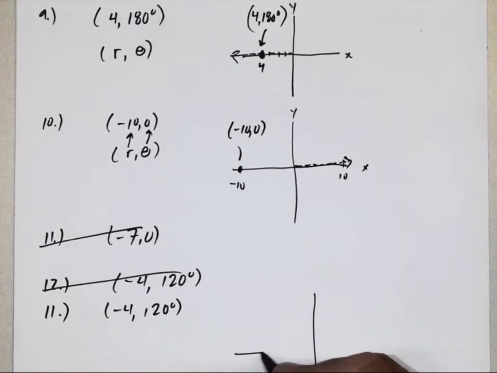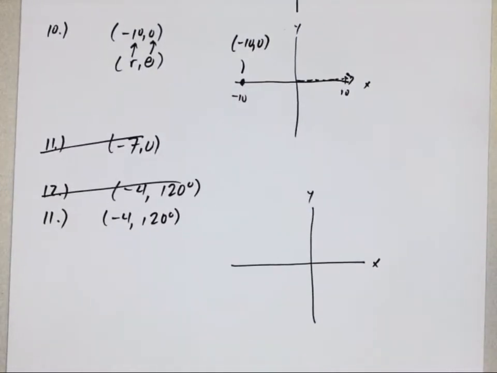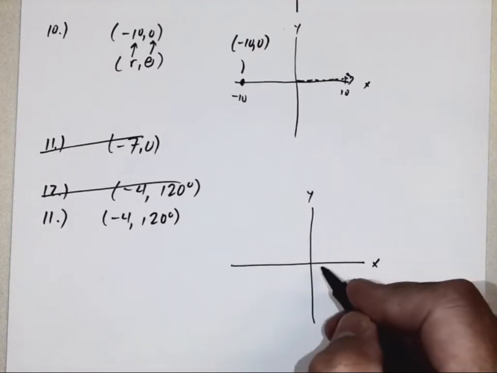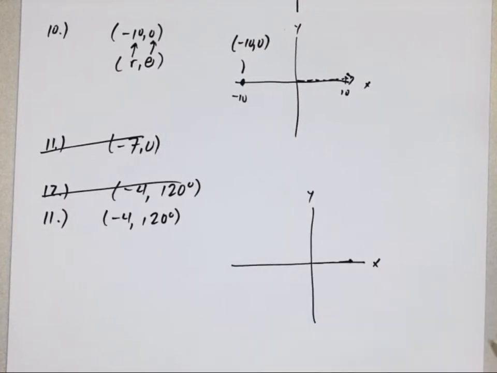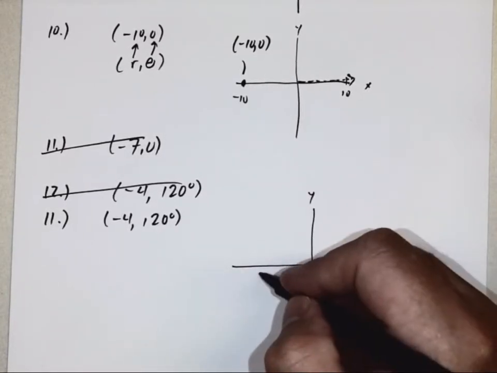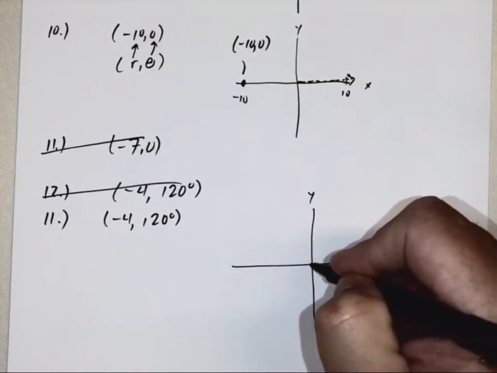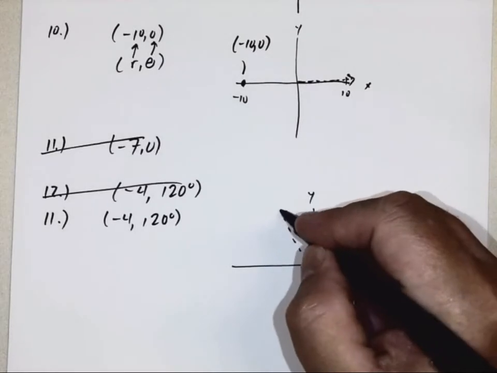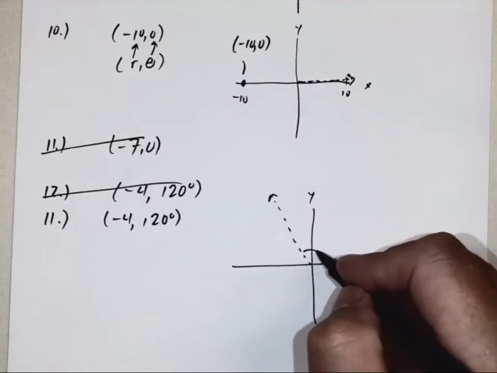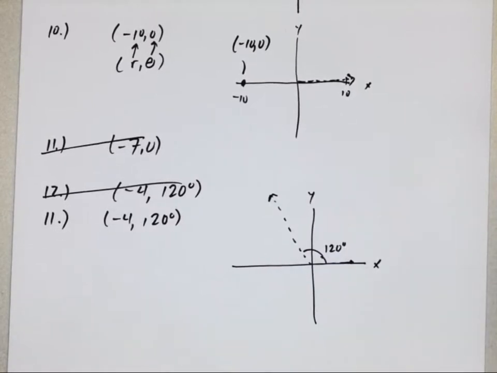So you always do your direction first. So where's 120 degrees? We always start at the positive x-axis. I know 90 is straight up. All the way across is 180. So 90 straight up, I need to go 30 more. So that's my guess of 120 degree angle.